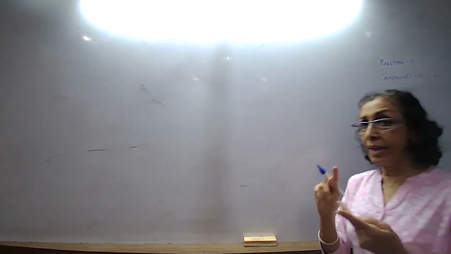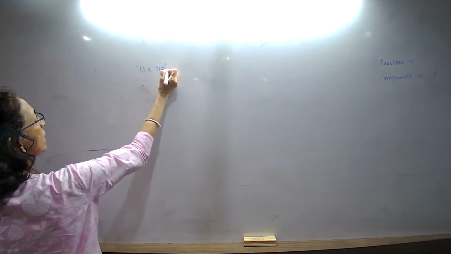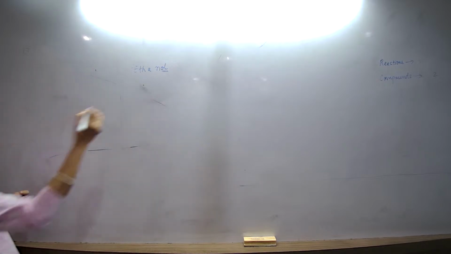Now, for the 10th standard, because it's just an introduction to organic chemistry, we are going to do only 2 of them. Is that okay? Only 2 of them. One is ethanol and the other one is ethanoic acid. Let's look at ethanol. Ethanol. Alcohol. What is the functional group? OH. So they should have an OH.